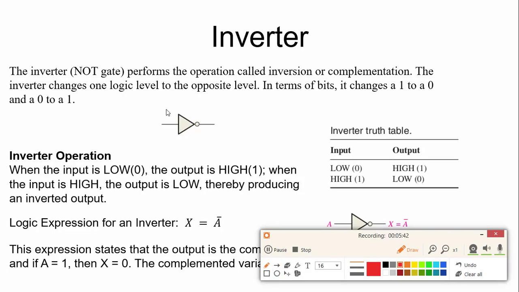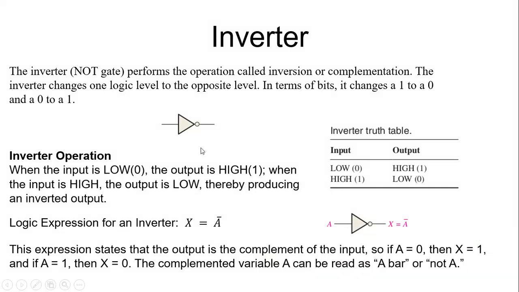So if we apply a 0 over here, the output will be 1. If we apply a 1 at the input, the output will be 0. Inverter operation: when the input is low, the output is high. When the input is high, the output is low, thereby producing an inverted output.